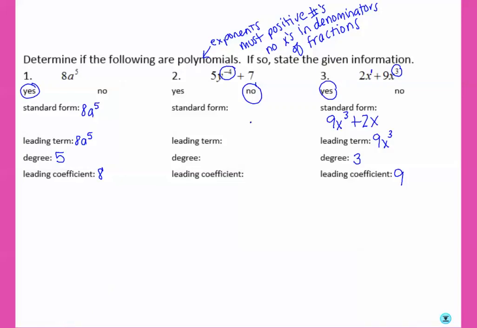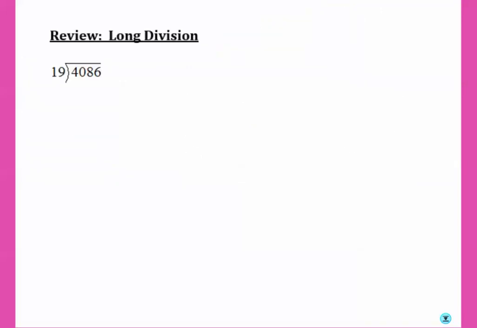So let's rewind back to 4th grade when you learned long division. So if you recall, we take 19 and we see how many times 19 can go into 40. Hopefully you said that would be twice. What's 2 times 19? It's 38. So then we subtract. We get 2. Bring down the 8.